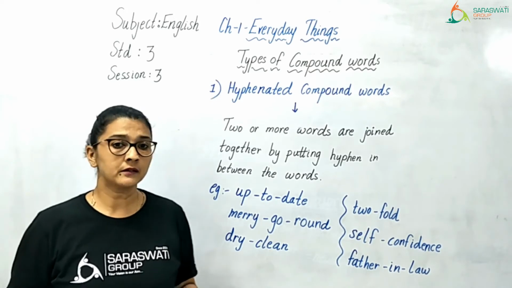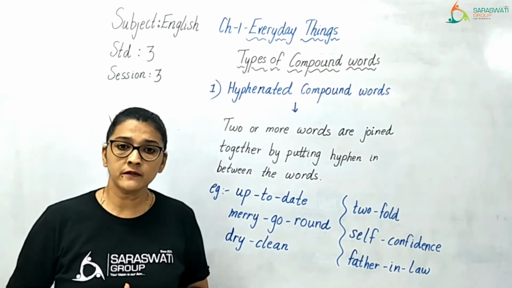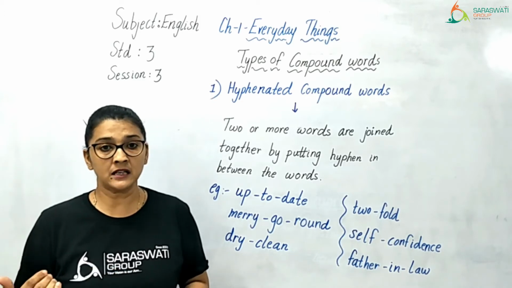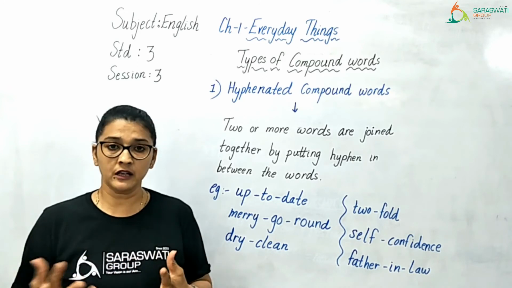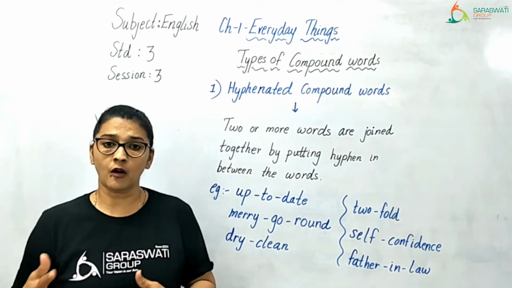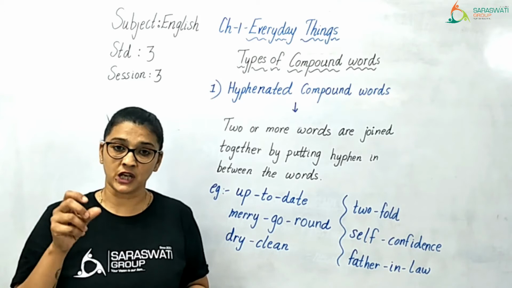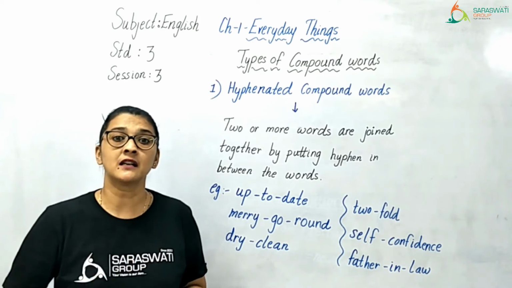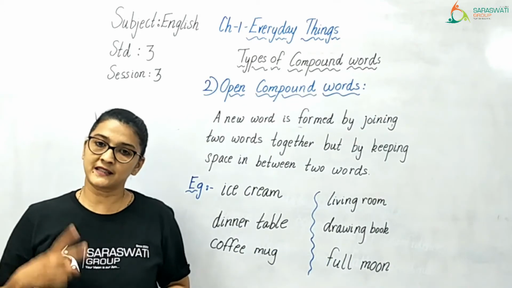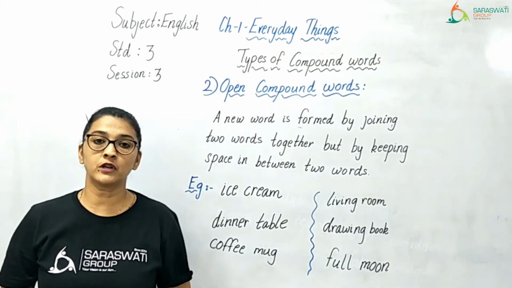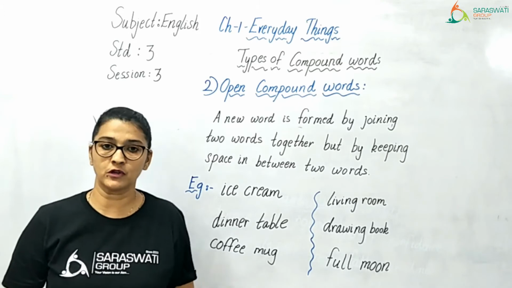For example, merry-go-round, up-to-date, self-confidence, dry-cleaning, father-in-law. All the words which have a hyphen in between are known as hyphenated compound words. The second type of compound word is known as open compound word.